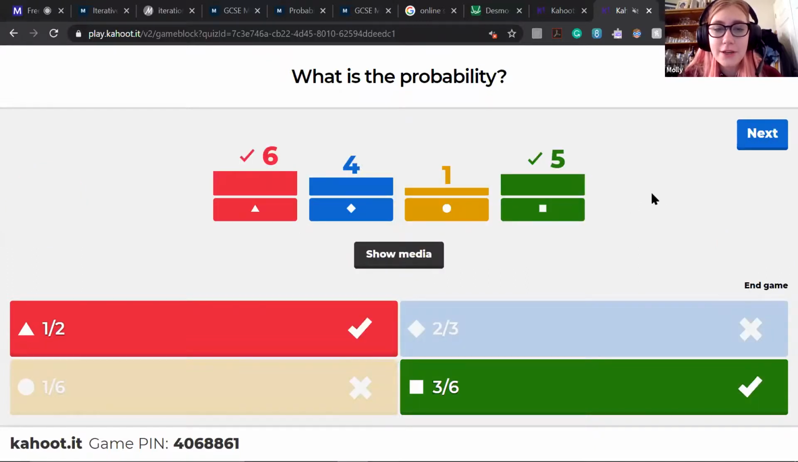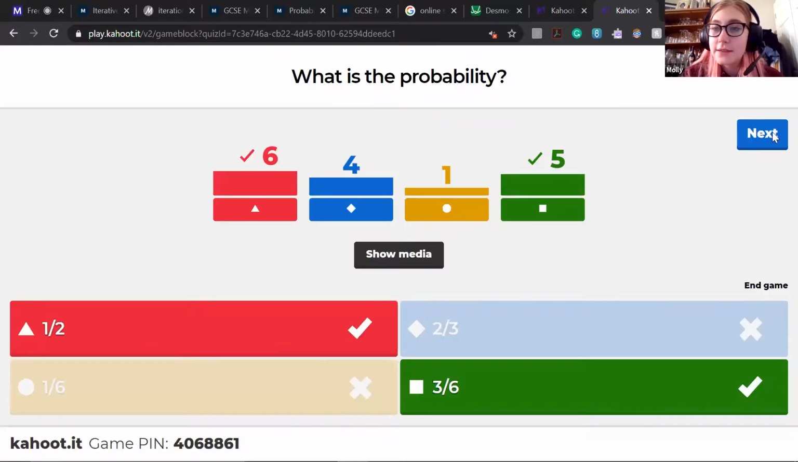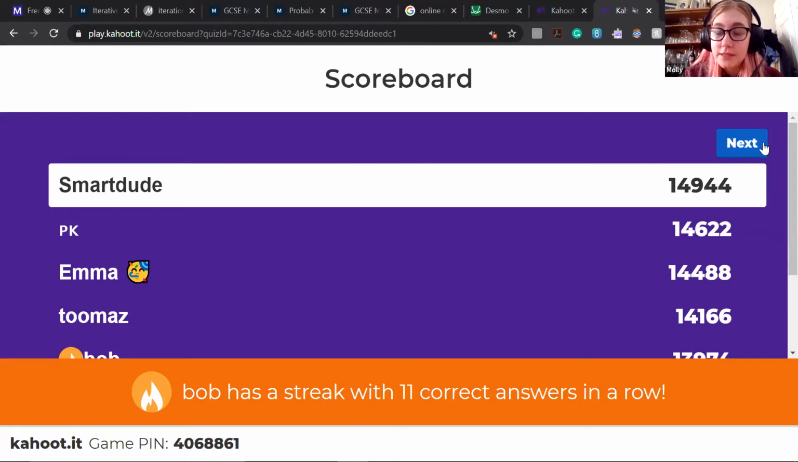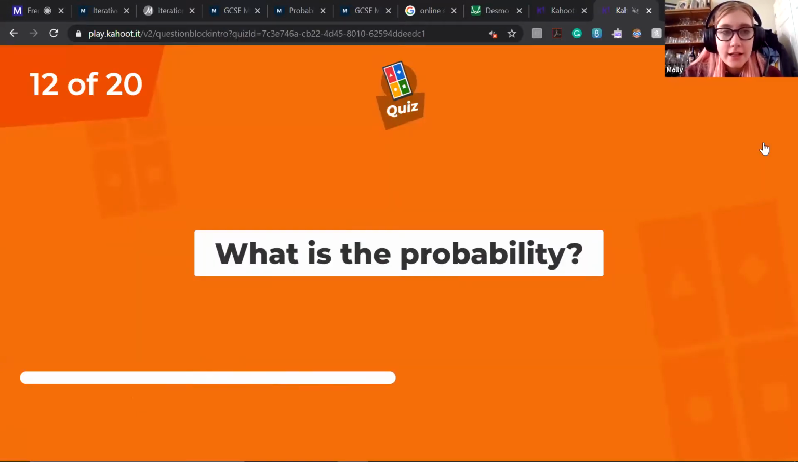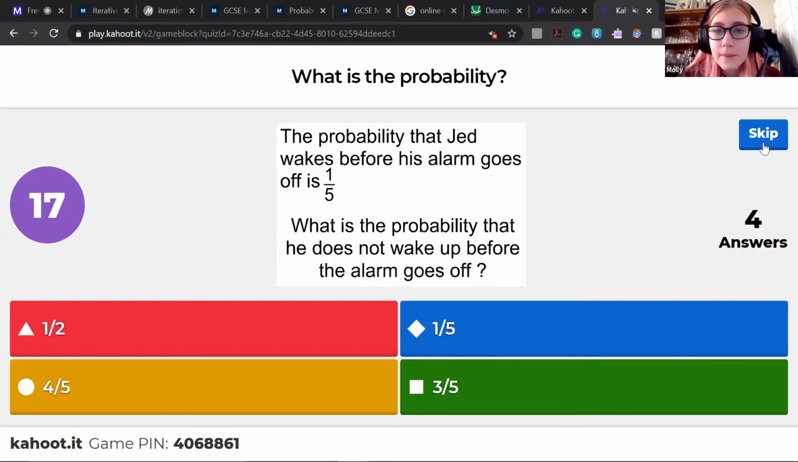Perfect. Yeah, both of those solutions there are correct. The reason is because the probability of a number less than 4 is just 1, 2, or 3, which is half of the numbers, or 3 of the numbers out of 6. Same difference. Okay.